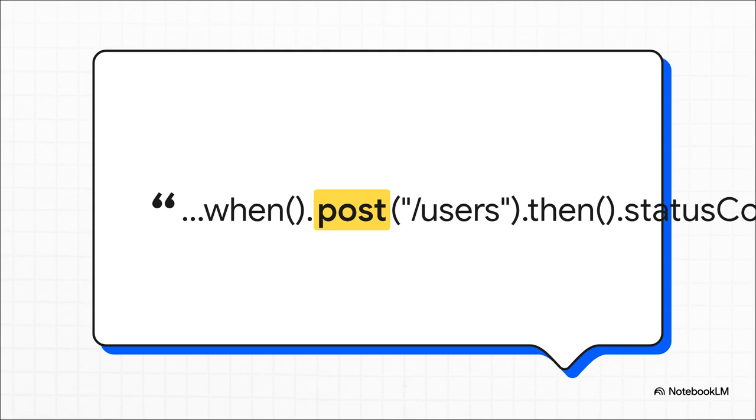Now, look at the snippet. The action is right there, .post. That's us telling the server, hey, create something at the /users endpoint. But here's the insider tip that trips up so many people. A successful creation doesn't return a 200 OK. The correct professional status code you need to check for is 201 Created. This is absolutely non-negotiable for a reliable test.